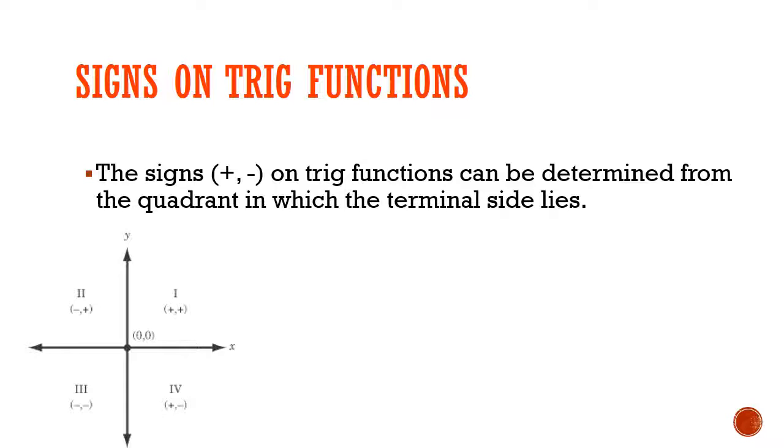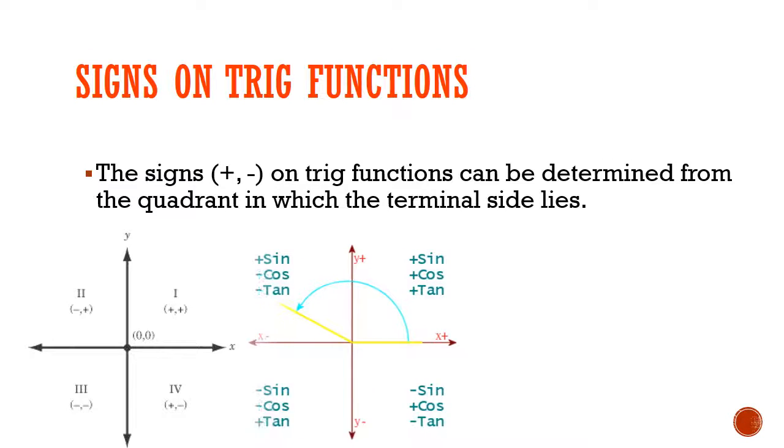negative. In quadrant 3, we have both x and y negative, which means that the tangent and the cotangent will be the only positive ones there, because tangent is y over x, cotangent is x over y, and a negative divided by a negative is positive. Everything else will be negative. And then in the fourth quadrant, our x's are positive and our y's are negative, which means our cosine and secant will be positive because they rely on the value of x, and everything else involves a y. So you see that spelled out here.